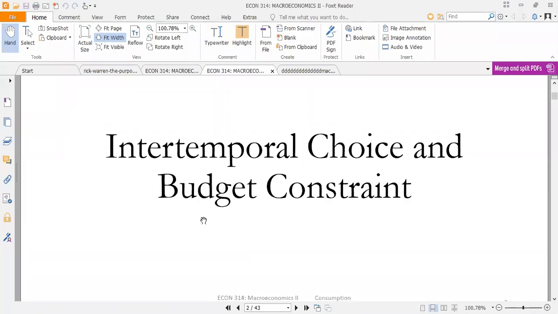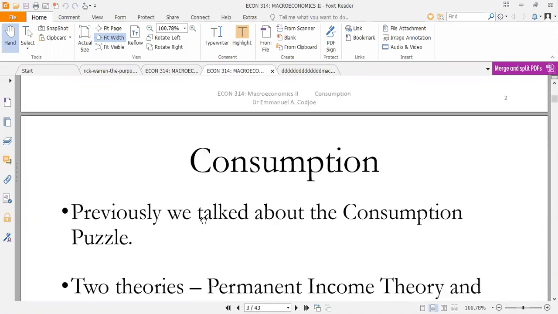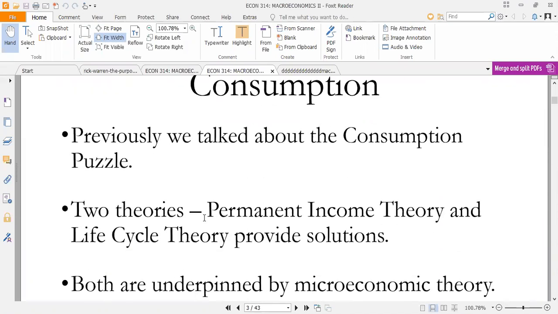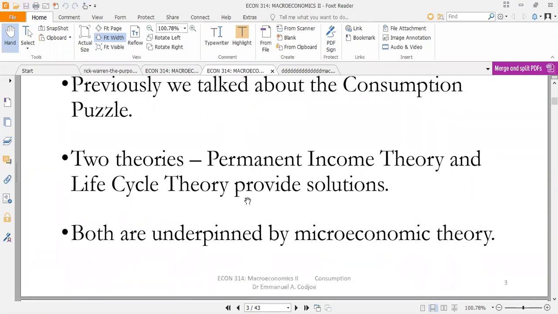Okay, so now we look at the intertemporal choice and then the budget constraint. Before this, we saw the consumption puzzle: when we use cross-sectional data and short-run time series, we are able to agree with the conjectures of Keynes. But when we use long-run time series data, that is at odds with what Keynes said. So we are trying to use these theories to solve this consumption puzzle.